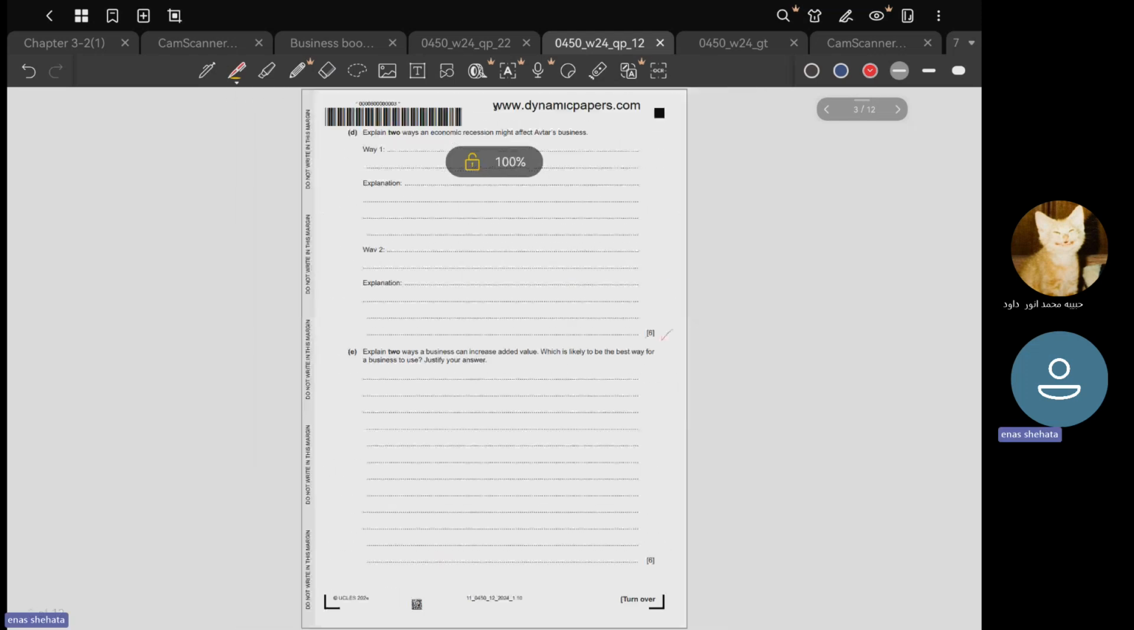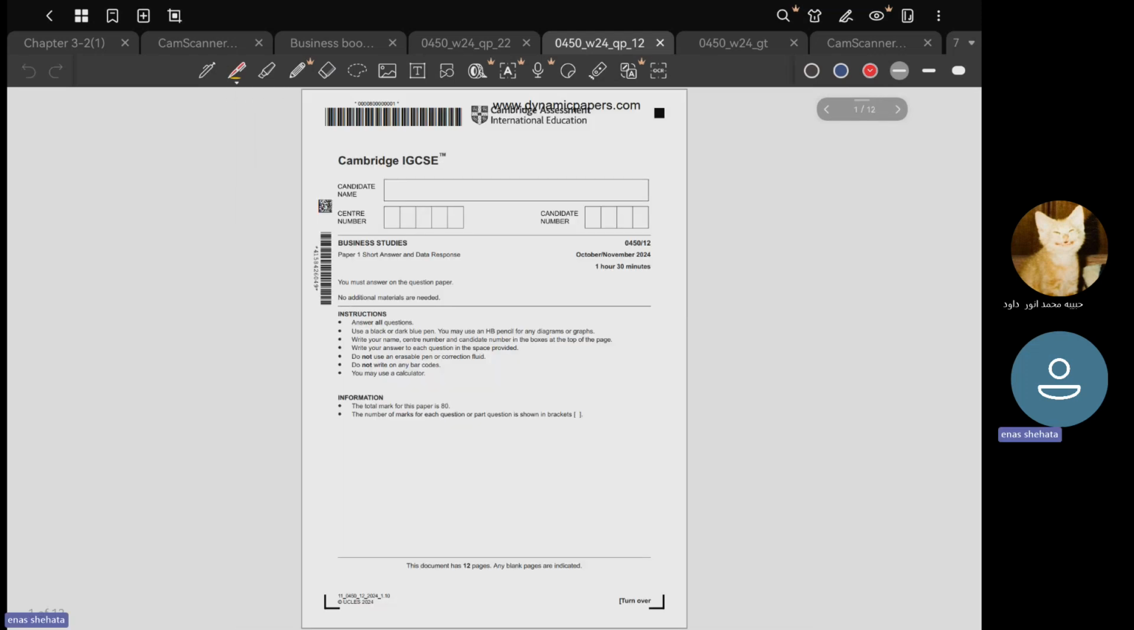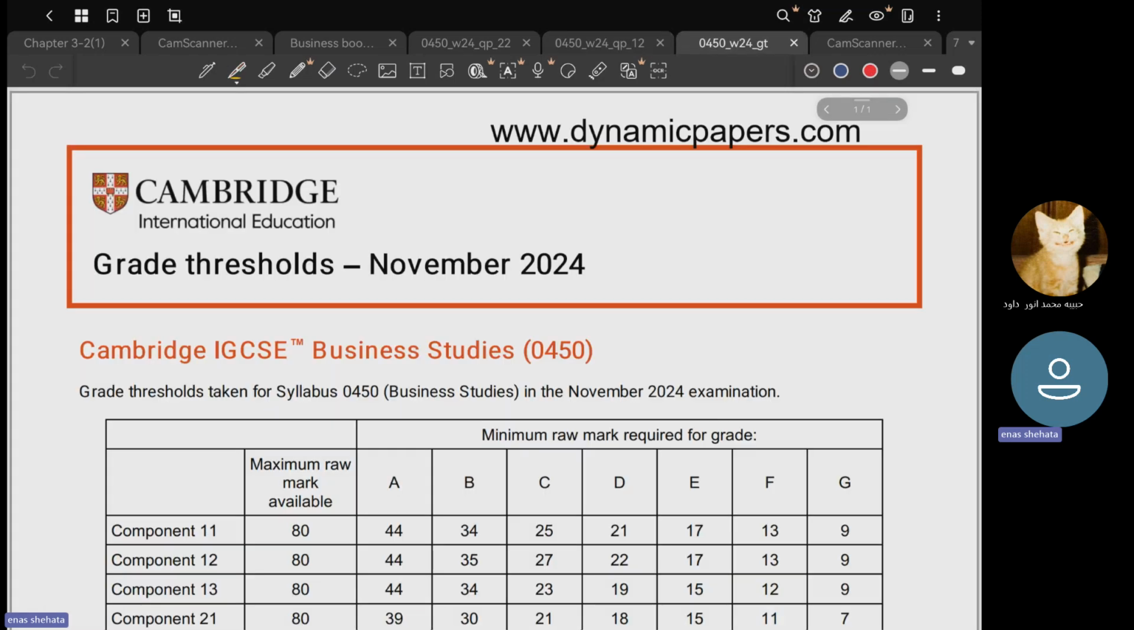So the paper consists of 5 cases, each case out of 20 marks. So the total of the paper, sorry, 4 cases. So the total will be 80 marks. But this is paper 1. Let's see paper 2.